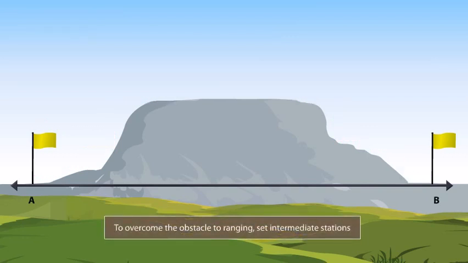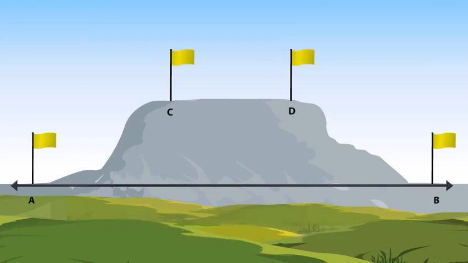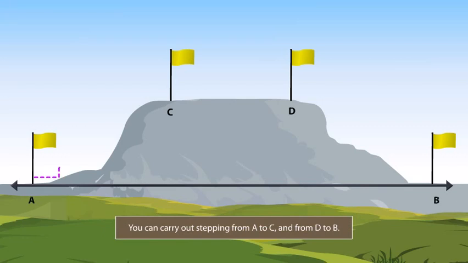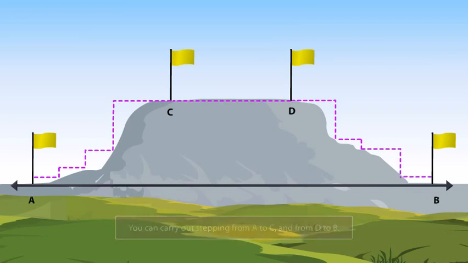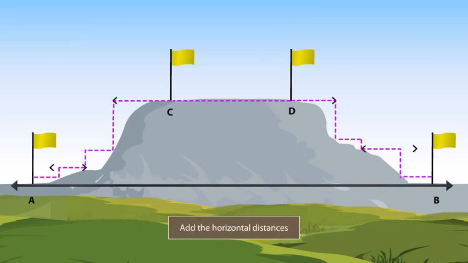To overcome the hill as an obstacle, set stations C and D between A and B. Ranging between A and B is obstructed by the hill, but you can carry out stepping with the chain from A to the intermediate station C and from the intermediate station D to B. After that, add the horizontal distances of AC, CD and DB to obtain the distance between A and B.